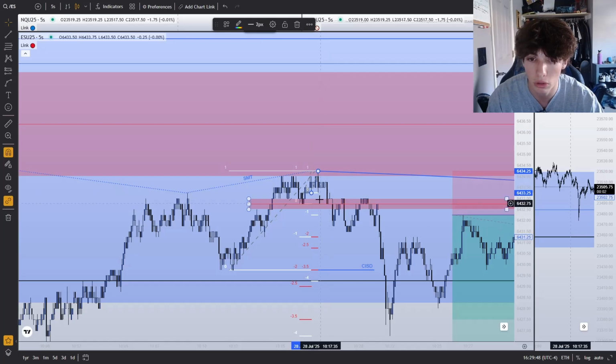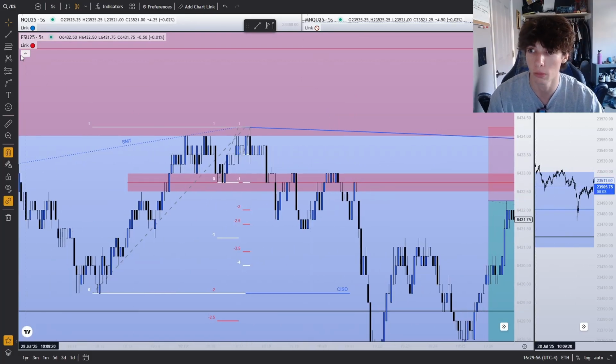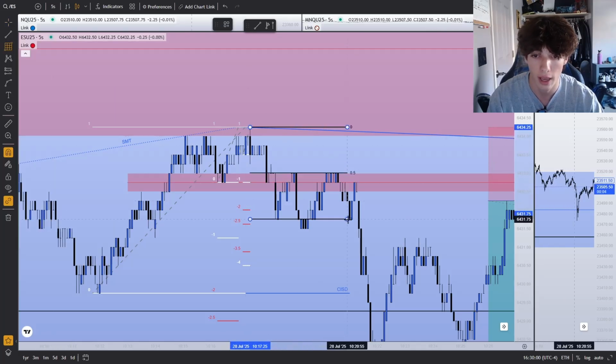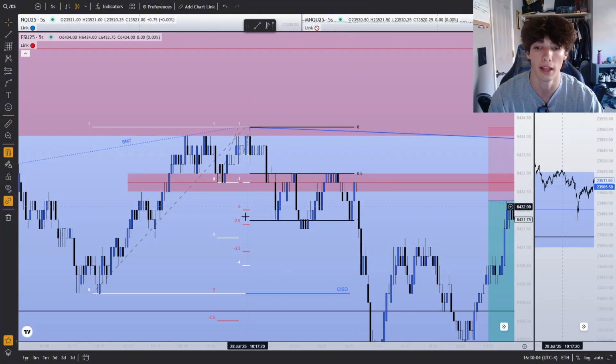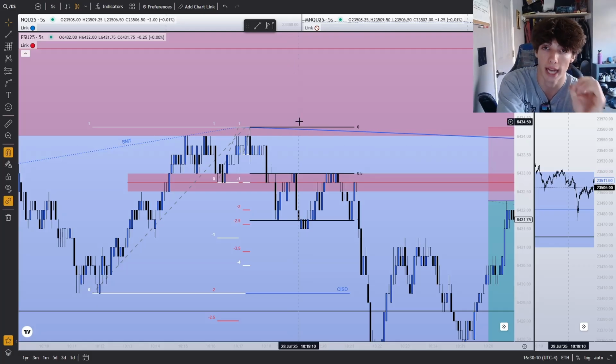Boom, boom. If you want to draw it to here, boom. Either way, if we look, the final manipulation leg, even all the way zoomed in, look, it goes down, it hits 2 to 2.5, it comes back up and it taps equilibrium perfectly. Look, hits 2 to 2.5, taps equilibrium perfectly, and then it moves lower. That is the efficient action that we want to see.